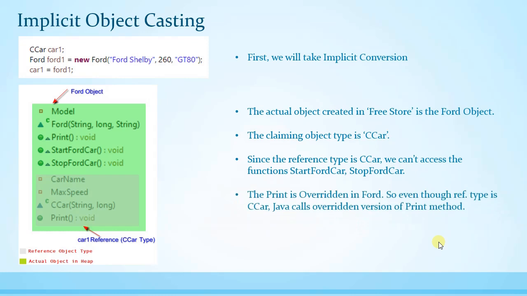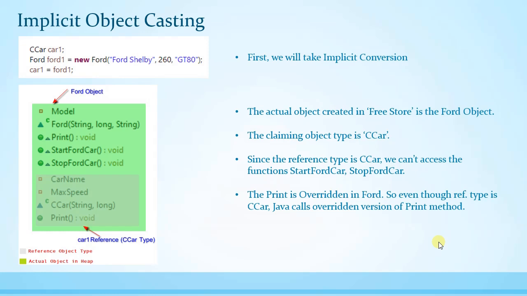But if you see, the base class has the print method, void print, and the Food object, the derived class, also has one. There are two print methods you can see, one in the gray area and another in the green area. The green area void print belongs to the Food object, and the gray area void print belongs to the CCar object. Since the method signature is the same, it comes under method overriding. When we make a call through car1, the overridden version, the method in the green area void print, will get called.